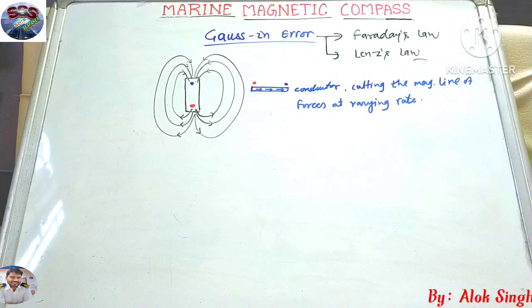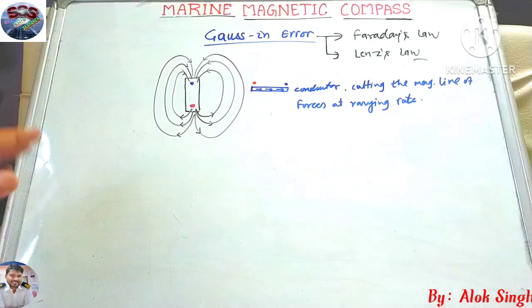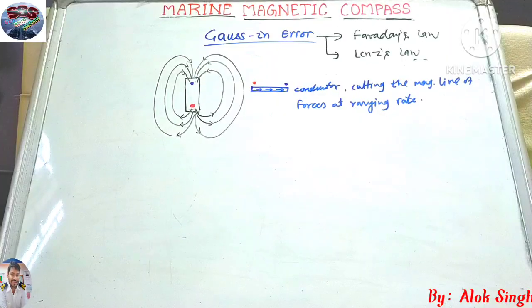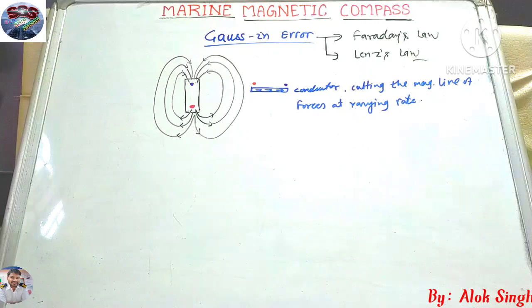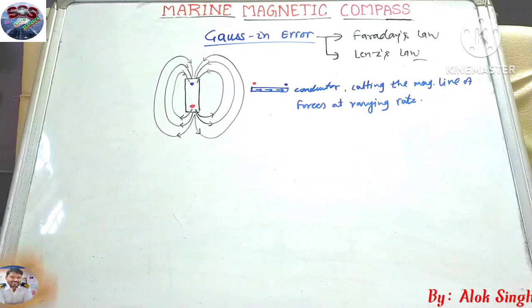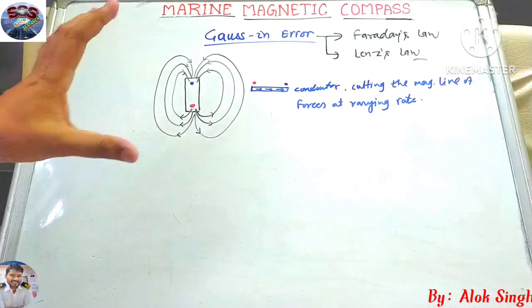So the important topic is Gaussian error. This is the one which has been asked many times in our written exam and in the oral also. Actually the surveyor asked me only this, what is Gaussian error, and he asked me to explain it briefly. So we need to understand it here.